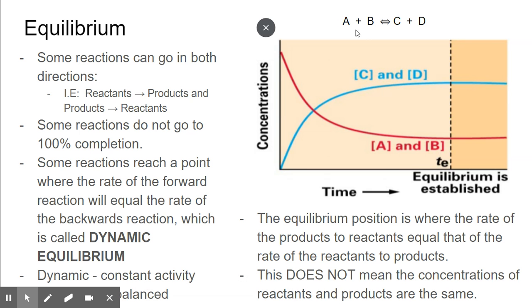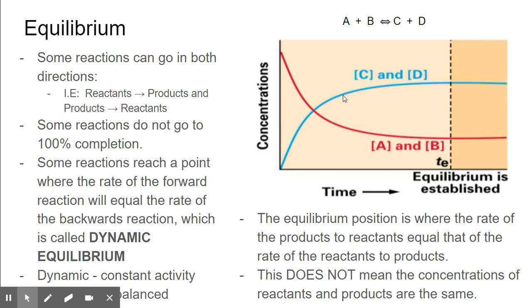So if we have this reaction, A plus B is in equilibrium with C plus D. We don't say yields per se when we talk about equilibrium reactions. We say the reactants are in equilibrium with the products. In this chart, we're only starting with A and B. So the concentration is high for A and B, and the concentration of C and D is zero. Over time, A and B will turn into C and D, so A and B will go down, and C and D will go up.